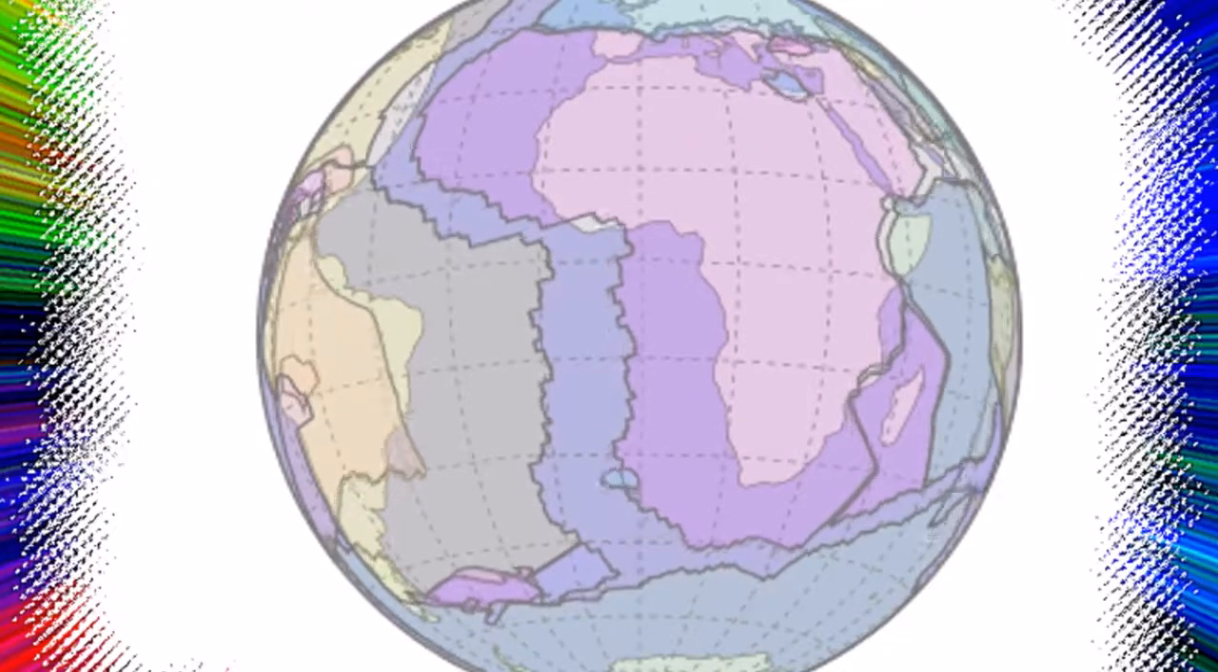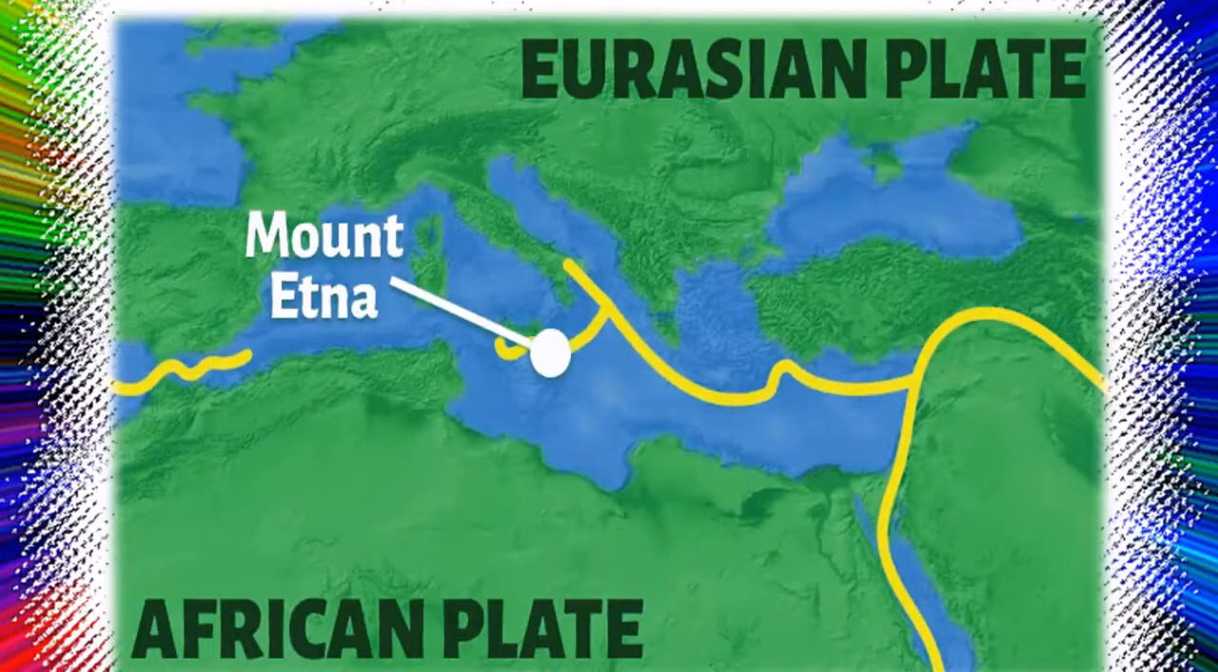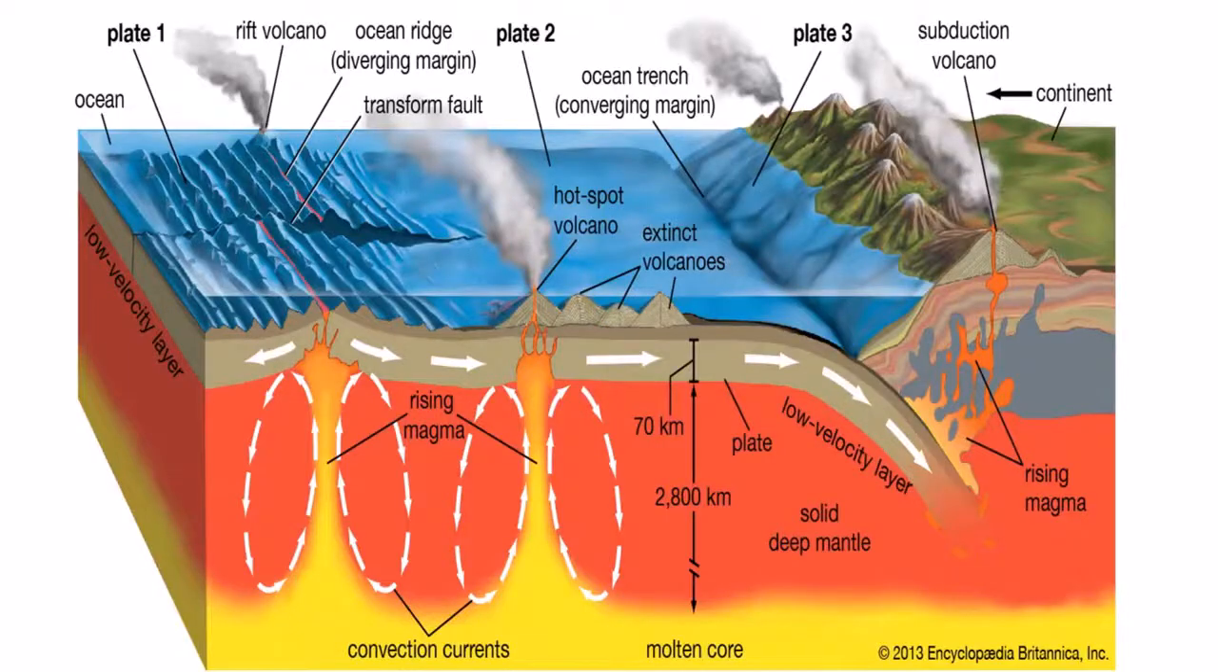In essence, plate tectonic theory is elegantly simple. Earth's surface layer, 50 to 100 kilometers, 30 to 60 miles, thick, is rigid and is composed of a set of large and small plates.